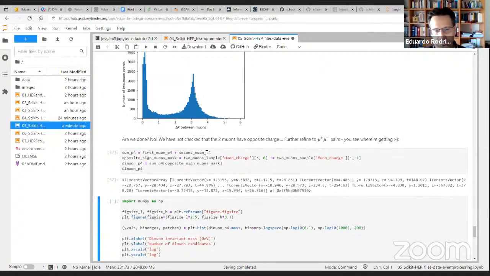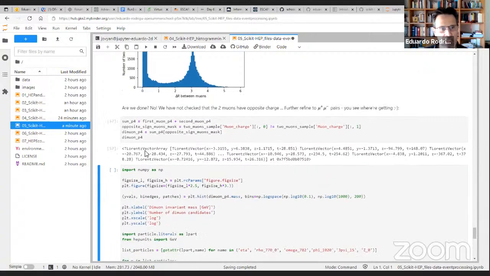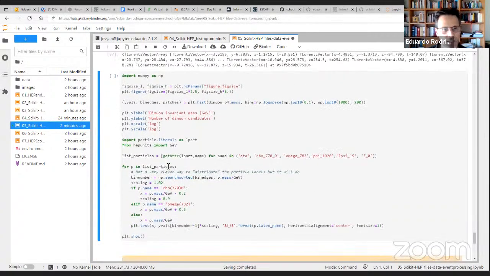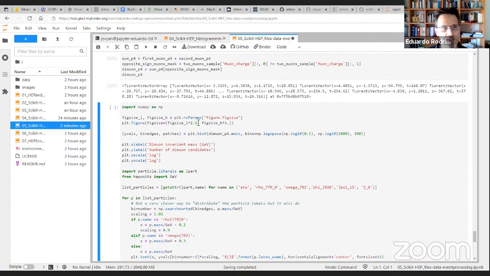So I have the 4-momentum addition of the 2 muons of opposite charge. So really it is now all the mu plus mu minus pairs. I have a vector, which is again an Awkward Array vector behind the scenes, and then I can go on and plot it. This is standard stuff. Here, this information is for beautifying. The only slightly different thing is that I'm looking at very large scales, as you will see in a second, across many GeVs, MeVs, across various orders of magnitude.